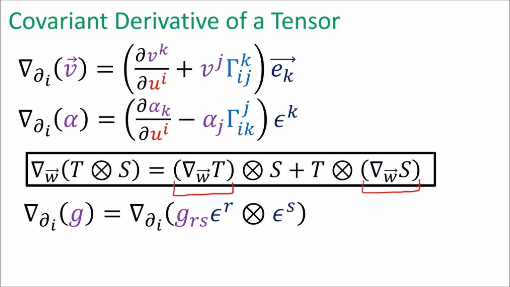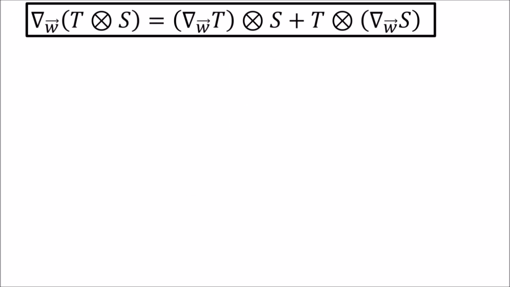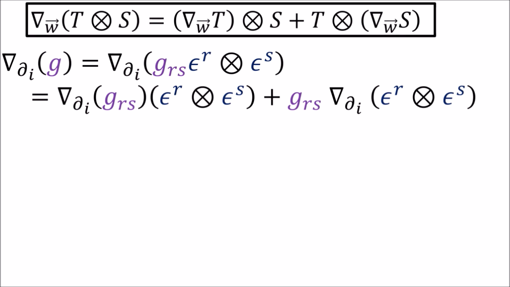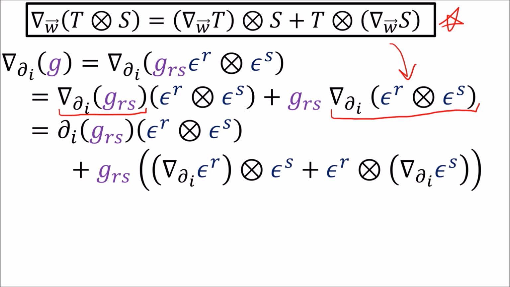So this would let us take the covariant derivative of the metric tensor, because the metric tensor can be written as a linear combination of covector-covector tensor products. So starting with this, we can use the product rule once to get two terms, where we differentiate the components in the first term and differentiate the tensor product in the second term. Now we can use this property to differentiate the tensor product and get another two terms.